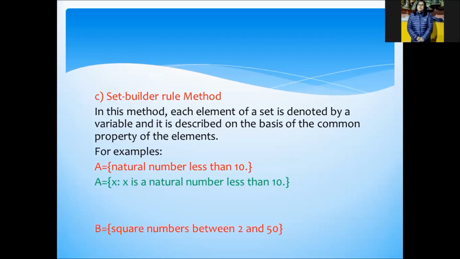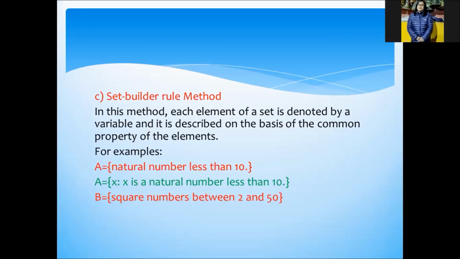Next example, B, square numbers between 2 and 50, and you can use any variable. Here I have supposed y. B equals {y : y is a square number between 2 and 50}. In this way you have to write in set builder or rule method.